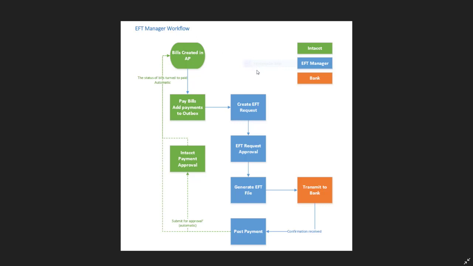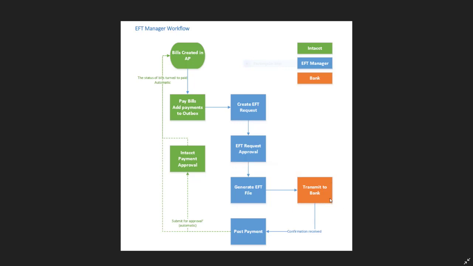To start the process of making payments from BTerrell SmartEFT, you must first add desired payments to your outbox using Sage Intacct's native Pay Bills module. From there, you move into the SmartEFT Manager module to create an EFT request. That request can then be approved. The next step is to generate the EFT file. You can then download that file and transmit it to your bank.